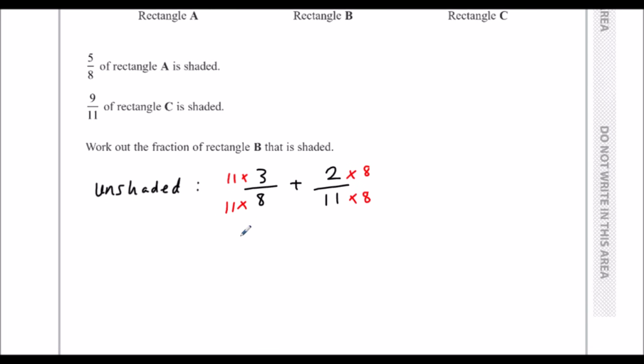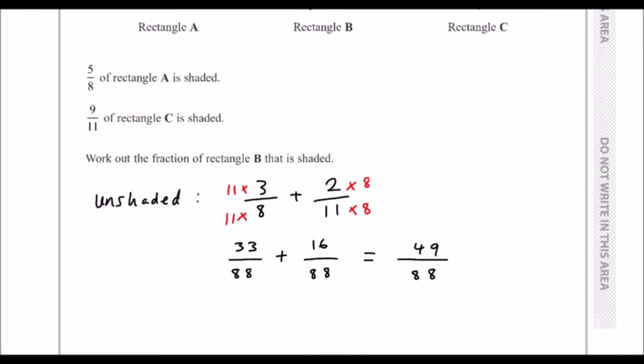So 3/11s are 33, 8/11s are 88, 2/8s are 16, 11/8s are 88. So now we can add them together. I've got 33 88s plus 16 88s. 33 and 16 make 49. So 49 88s is unshaded.